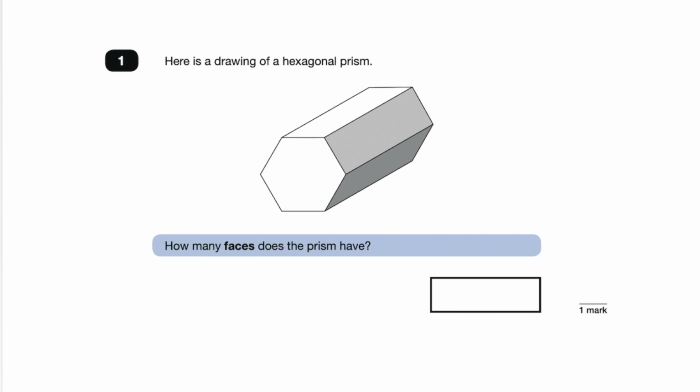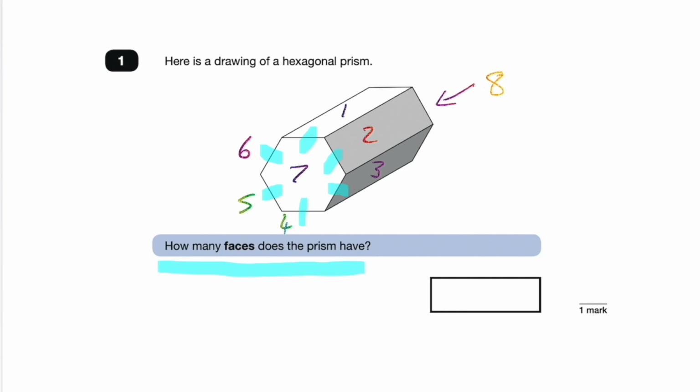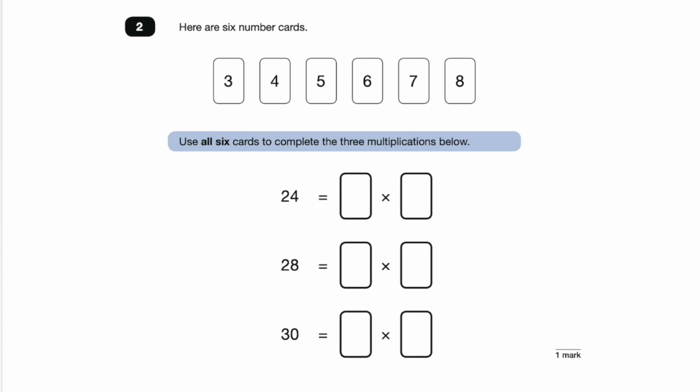It says here is a drawing of a hexagonal prism, and then the question says how many faces does the prism have? Well, let's think about what we know about a hexagon. A hexagon has 1, 2, 3, 4, 5, 6 sides. Therefore, it's going to have 6 edges all the way around. We're going to have 1, 2, 3. And then on the back side, the ones we can't see, we're going to have 4, 5, and 6. But then we also have this front face for 7 and the back face for 8. So how many faces does our prism have? We have 8.